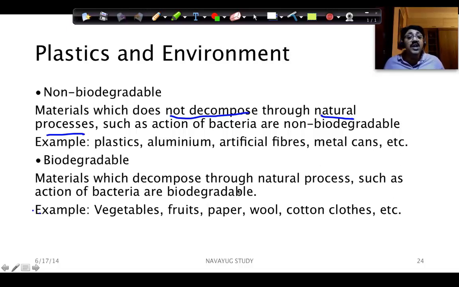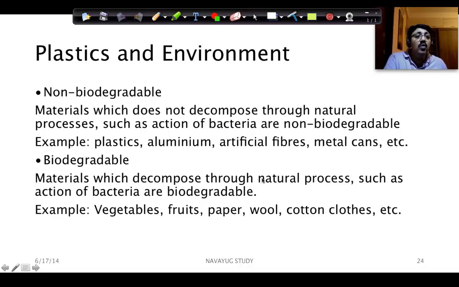Whereas materials which decompose through natural processes such as action of bacteria are biodegradable, like vegetables, fruits, paper, wool, cotton. All these are examples of biodegradable materials which get degraded, right? Because of the action of bacteria and fungi, the natural organisms, right? So that is one of the key issues of plastics. Plastics are non-biodegradable.